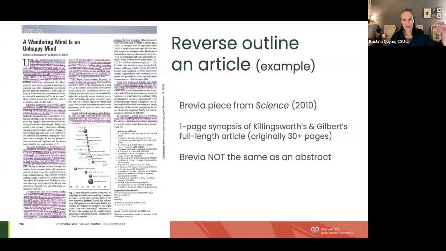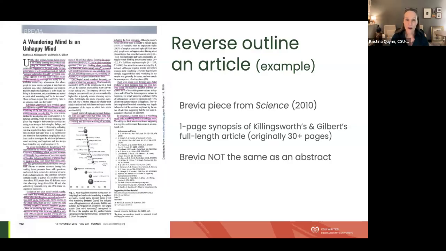It's a Brevia piece. It takes a 30+ page article and condenses it. Brevia pieces were popular in science; I think the last year they were doing them was 2013, maybe. I use this as an example just because the topic sentences, the main points of the paragraphs for each section, are at the very beginning of each paragraph, which makes it really easy for readers to follow.